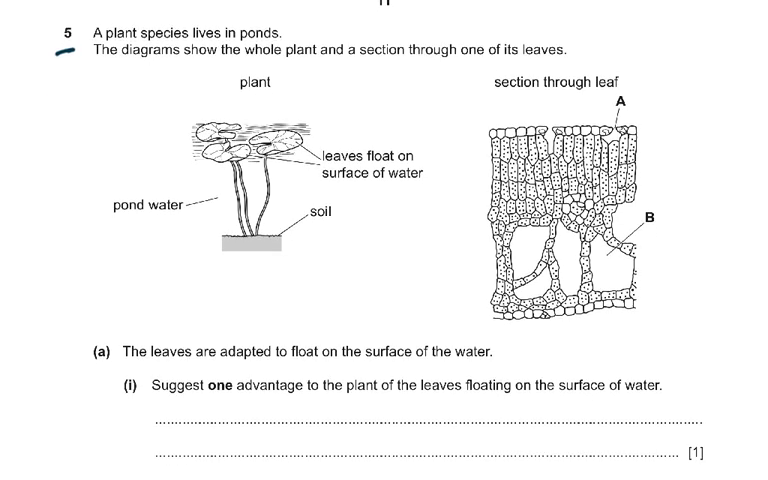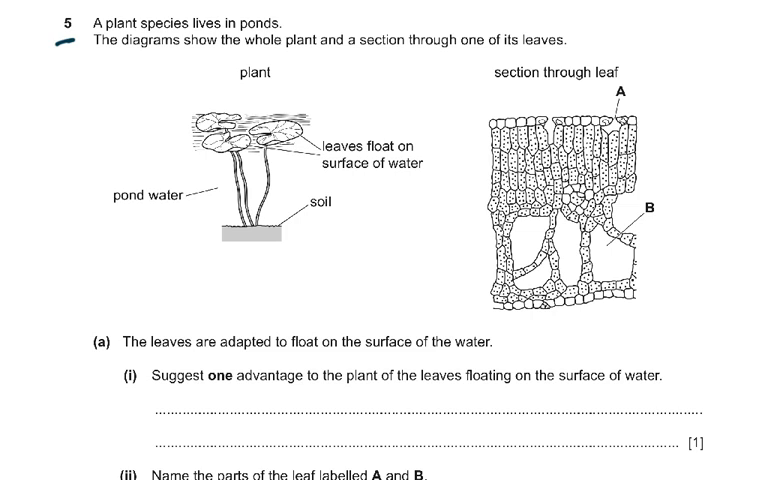A plant species lives in ponds. The diagram shows the whole plant and a section through one of the leaves. Now you can see there's soil and then there's pond water, and then you can see the leaves float on the surface of the water, and then they've shown you a section through the leaf. So the same leaf here, they've shown you a diagrammatic slide of it, and they've shown you the microscopic picture of it. The leaves are adapted to float on the surface of the water.